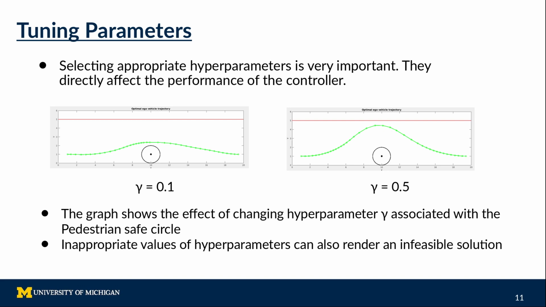So for the tuning parameters, select different appropriate hyperparameters. Epsilon and gamma are extremely important because they directly affect the performance of the controller. So for example, if we increase the gamma in the pedestrian avoidance HOCBF, we can see that the optimal ego vehicle trajectory changes drastically, and also inappropriate values of hyperparameters can render an infeasible solution.